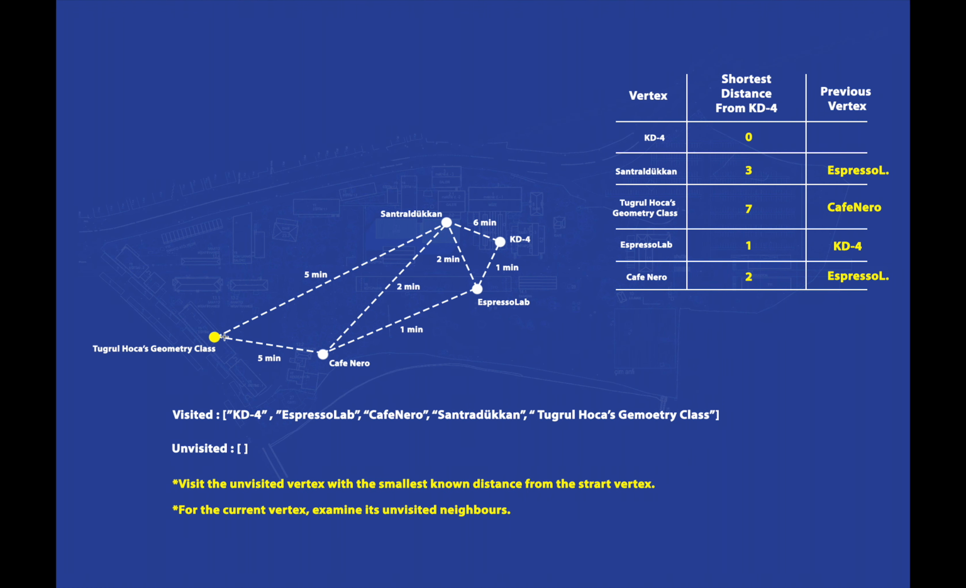If we look at the shortest way, it's from the geometry class to Cafe Nero, to Espresso Lab, to KD4. It's 5, 1, 1, so 7. We find the value 7 here. Okay, let's look at the Python code.